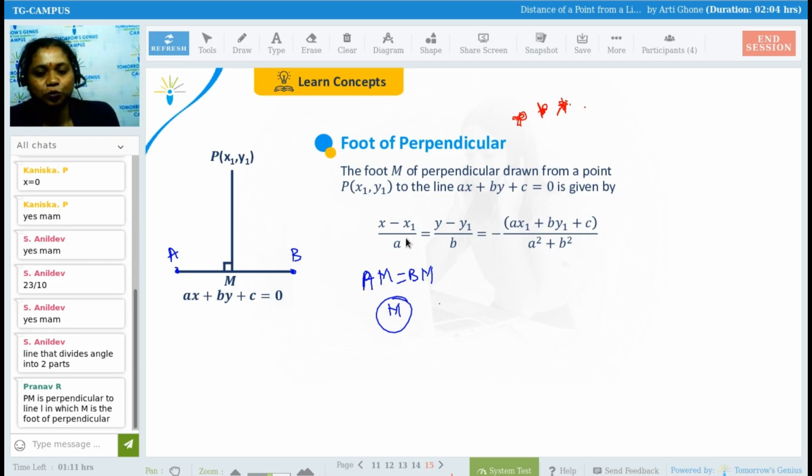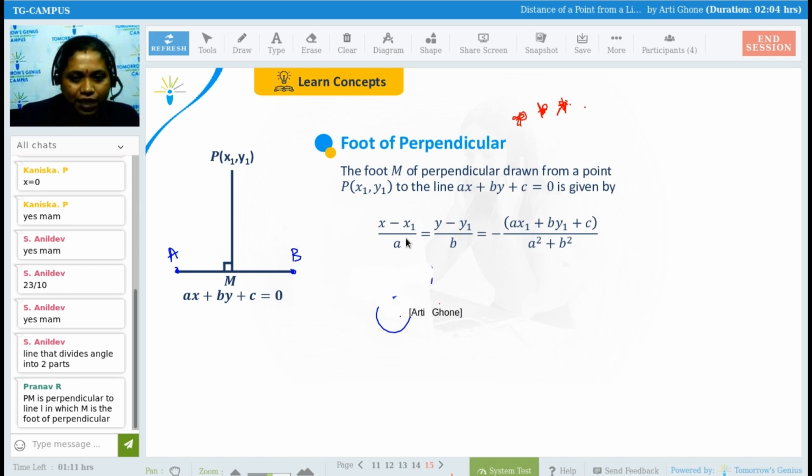And for this purpose, you need to check out the equation or formula that will lead you to it. So always remember, M is a point only. Clear? The foot of perpendicular is the calculation of a point only. Don't take it as a length or a line. Okay?